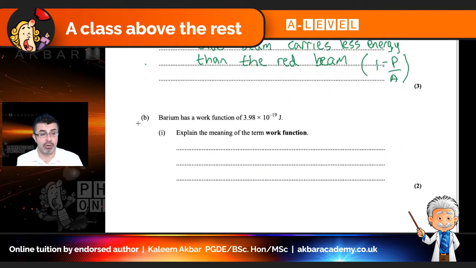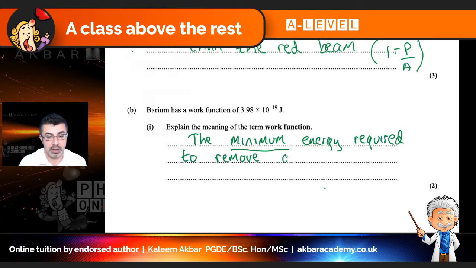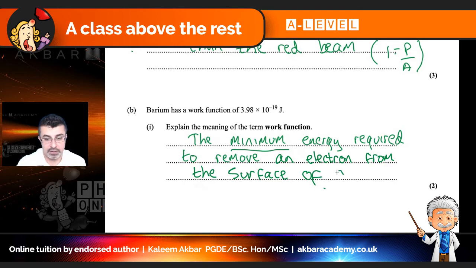Next, barium has a work function of 3.98 times 10 to the minus 19. Explain what is meant by the work function. Well, it is the minimum, and minimum is a key word here, energy required to remove an electron from the surface of a metal. Okay, and moving on.